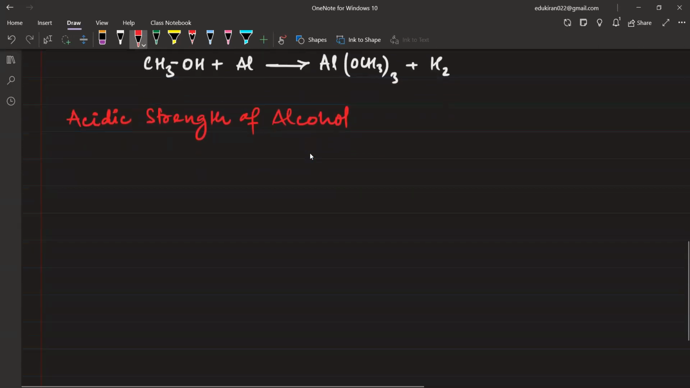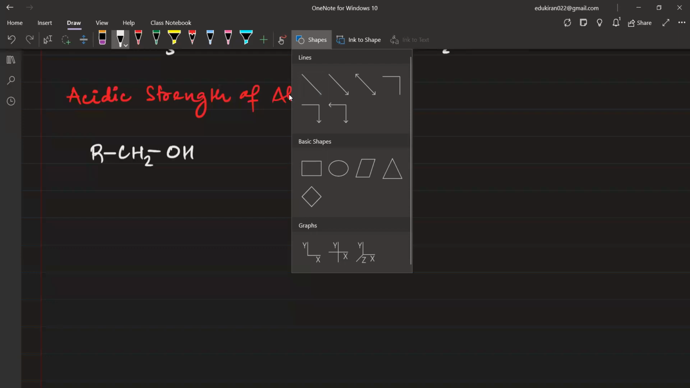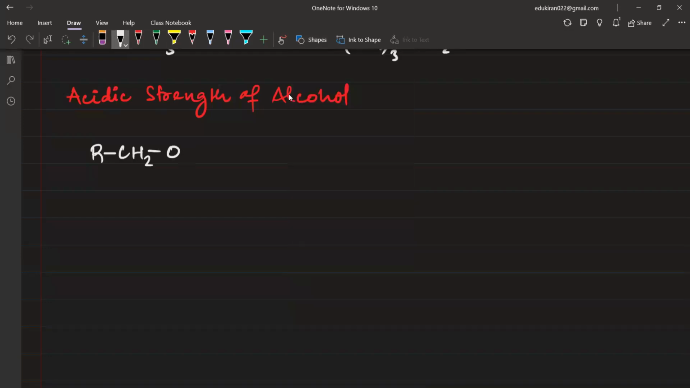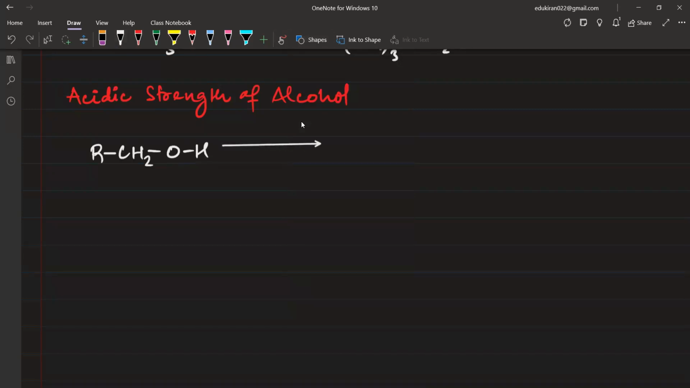Whenever we talk about the acidic strength, you have to first of all see what type of reaction is happening. We have RCH2 bonded with OH. Wait a second. Let me make this OH like this. Let me write everything down first, then you will start it. I will give you time to write. Don't write it now, just listen.